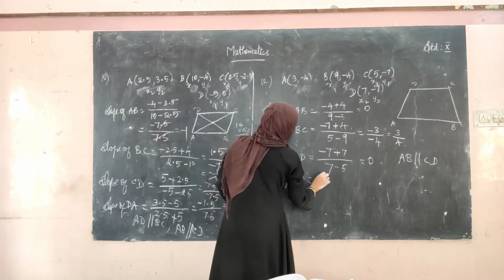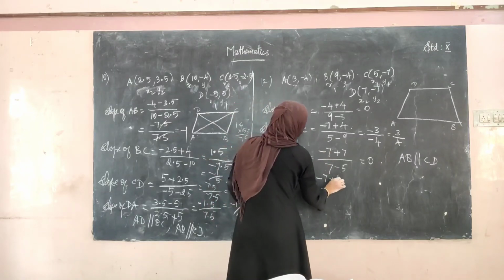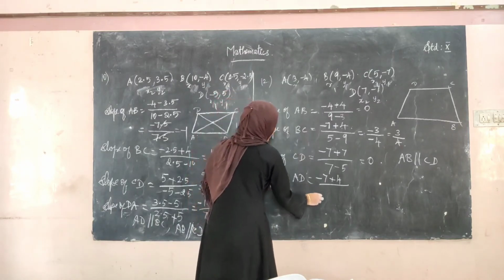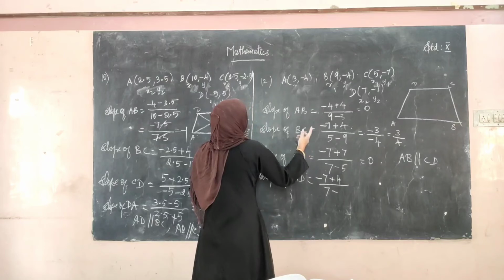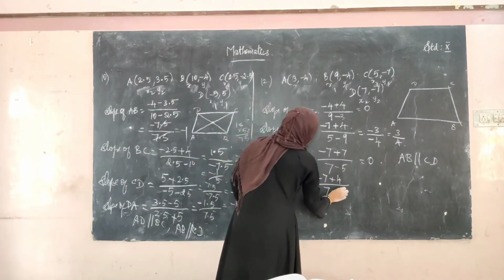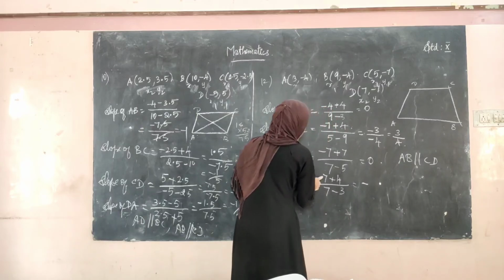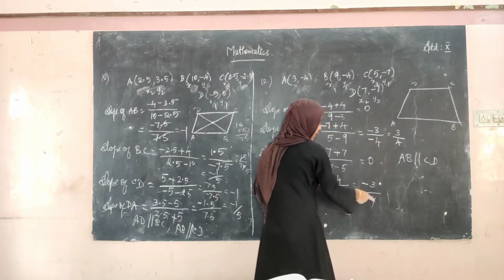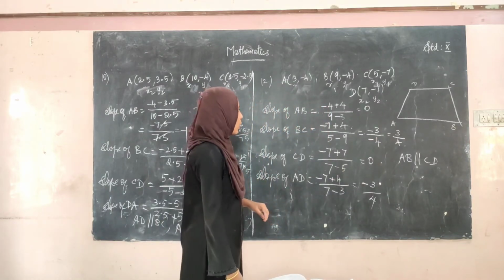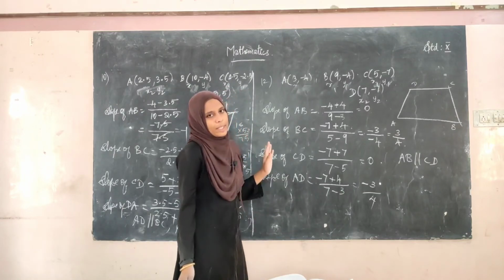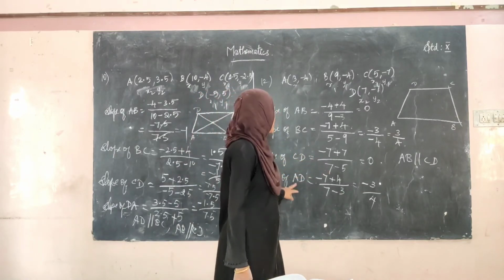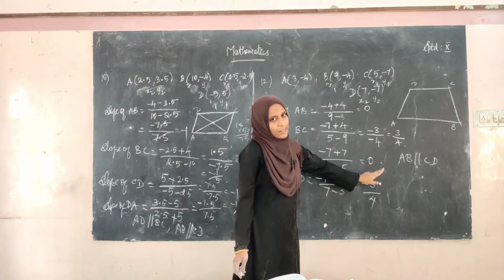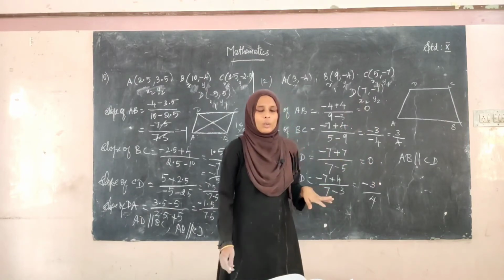So x2 is minus 7 minus y1 is minus of minus 4 divided by x2 is 7 minus x1 is 3. This is equal to, what is this? This is minus 3, right? Minus 3 divided by 4. See here, we got 3 by 4, but it is minus 3 divided by 4. So there is no problem that ABCD is a trapezium. ABCD forms a trapezium. We have to write: since the slope of AB is equal to the slope of CD, we know AB is parallel to CD. Therefore, ABCD forms a trapezium.